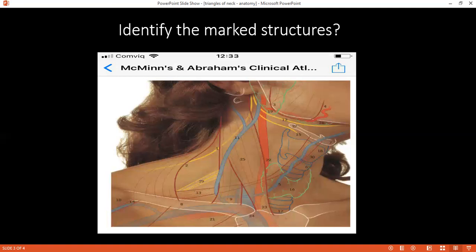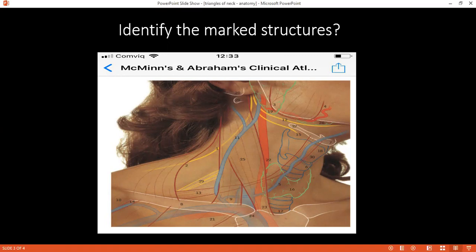It's supplied by superior thyroid artery, which is a branch of external carotid artery. And the inferior one is the inferior thyroid artery, which is a branch of thyrocervical trunk.